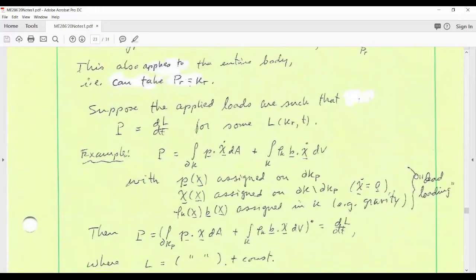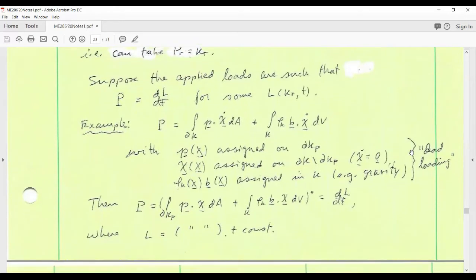And this case we've considered is called dead loading. In other words, no matter how we deform the body, the traction on this portion of the boundary and the body force in the interior do not change with deformation. So we think of them as being dead. The standard example of this is hanging a weight from a mass. As the mass moves around in space, the weight is always of fixed magnitude and fixed direction. So we think of that as being an example of this kind of loading, dead loading.